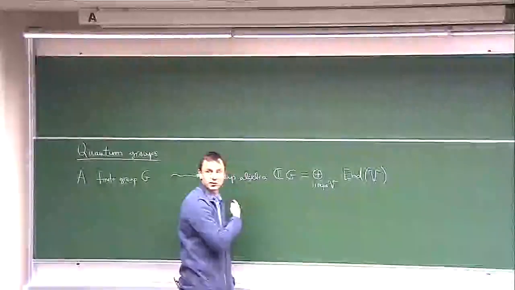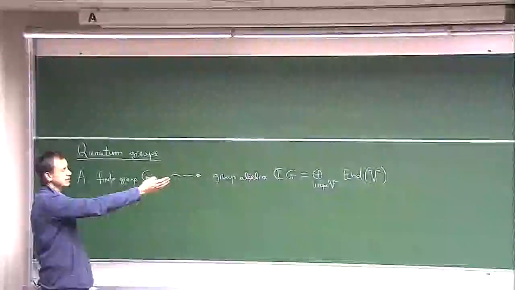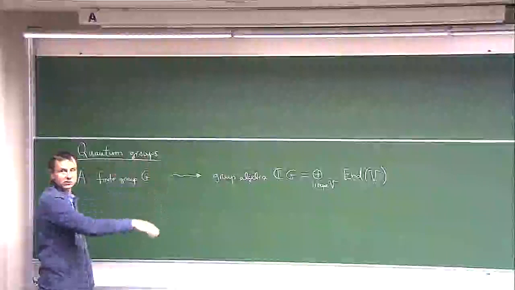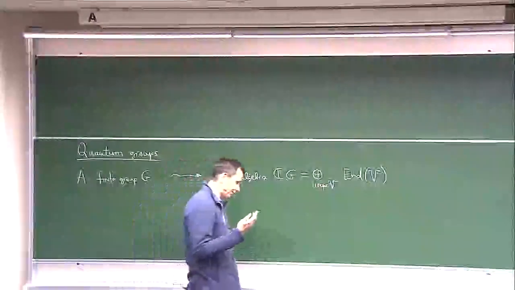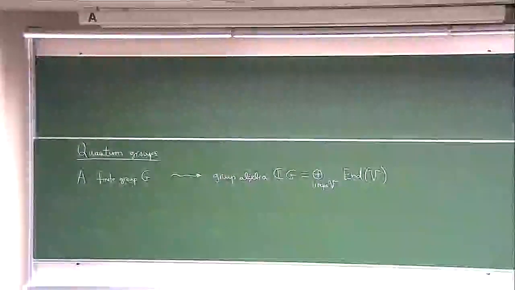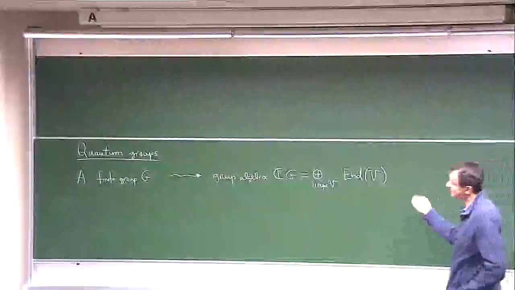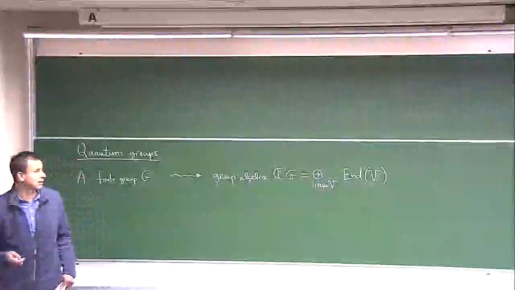For example, for all abelian groups of the same order, you'll just get a direct sum of copies of the field. All this map remembers is just the order of the group. And so how do you remember the group in this map? The answer to this is the following.